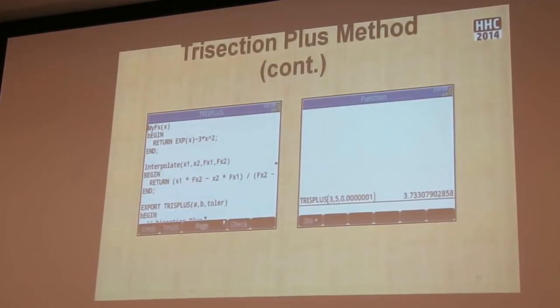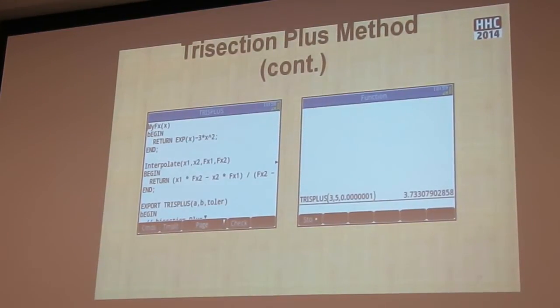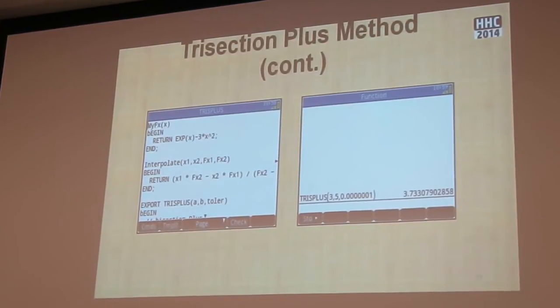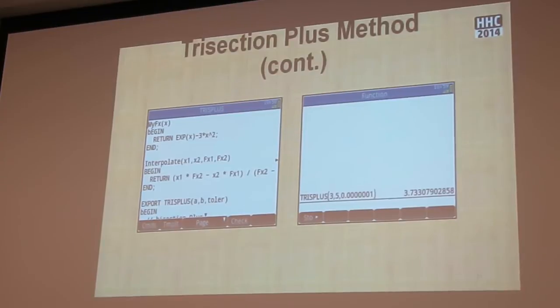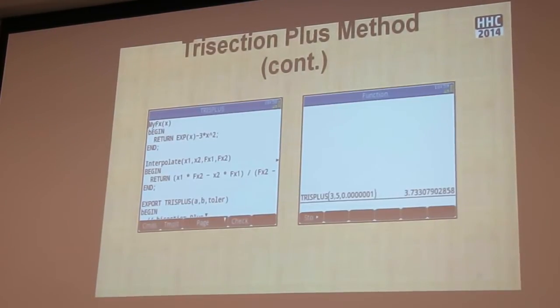And then here's an implementation of the trisection plus on the HP Prime. Now you notice there's a function called interpolate. So I need to do the linear interpolation, and then it's called by trisection plus.